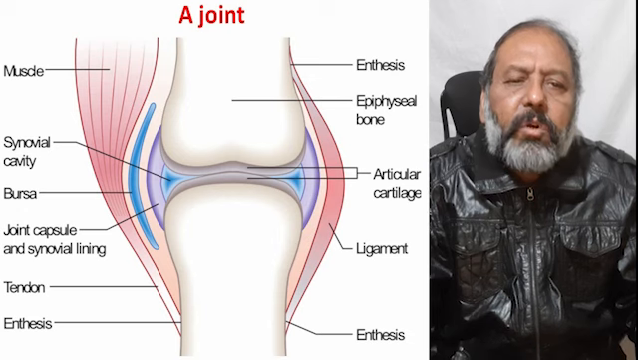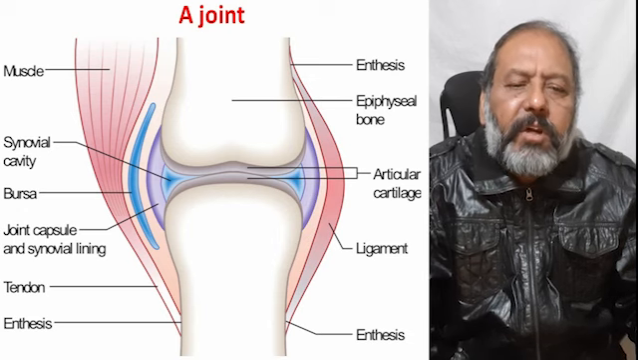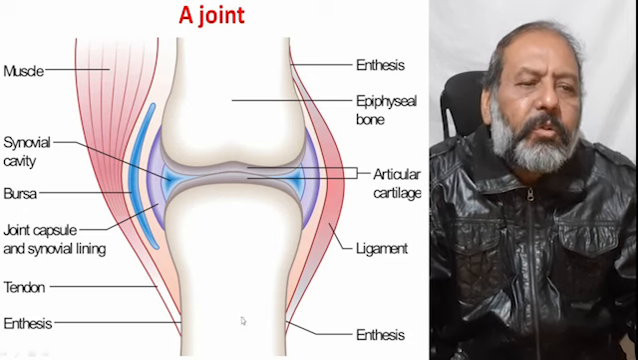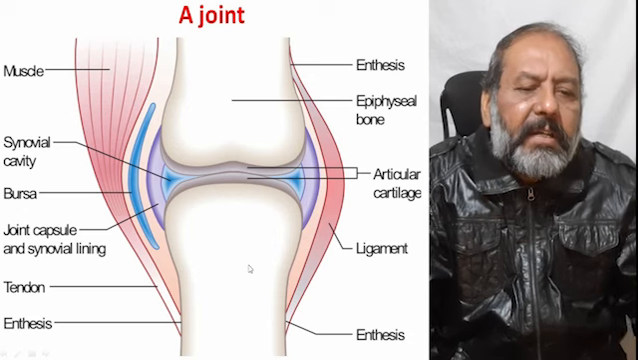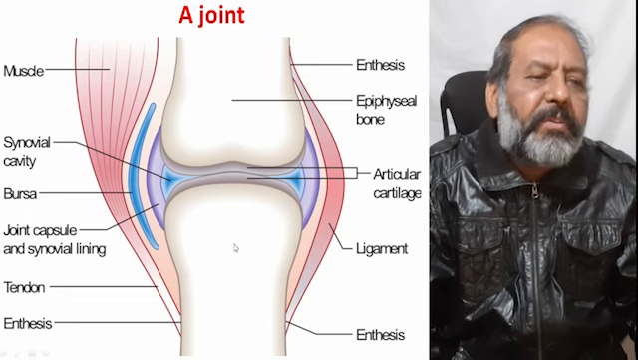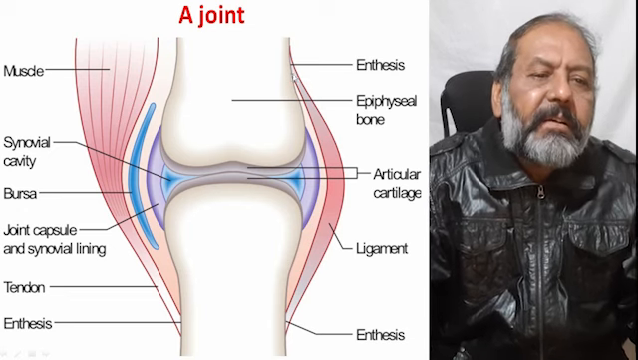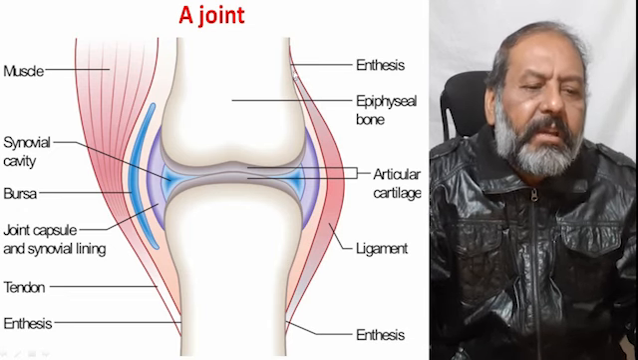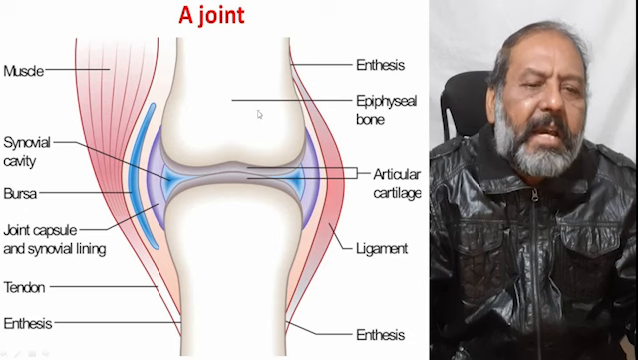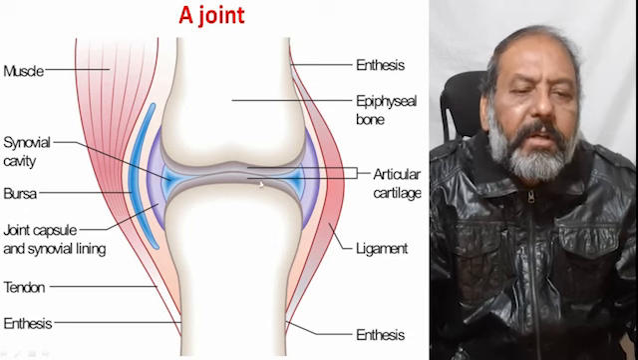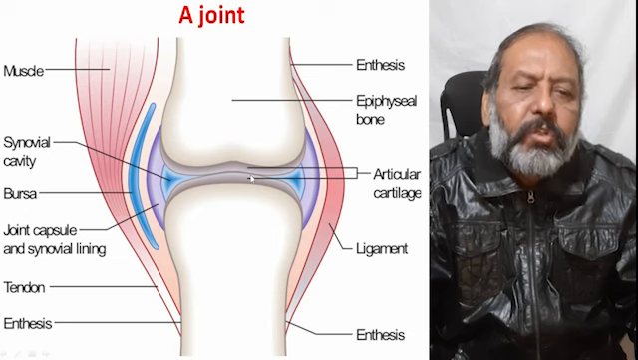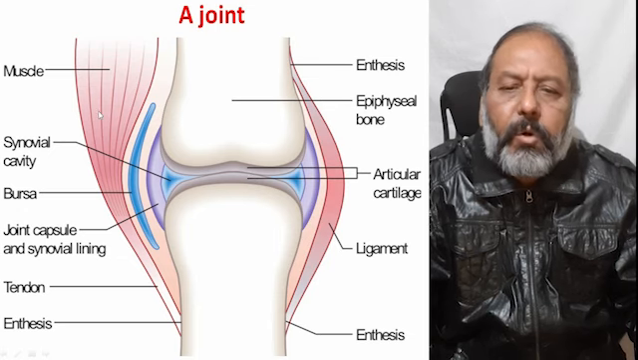Now, just look at the joint, how the joint is formed. The first is the epiphyseal bone, and the other is also the epiphyseal bone. Here, there is the enthesis where the ligament is attached, and here is the articular cartilage between the joint, which allows the movement and works like a cushion in between the two bones.